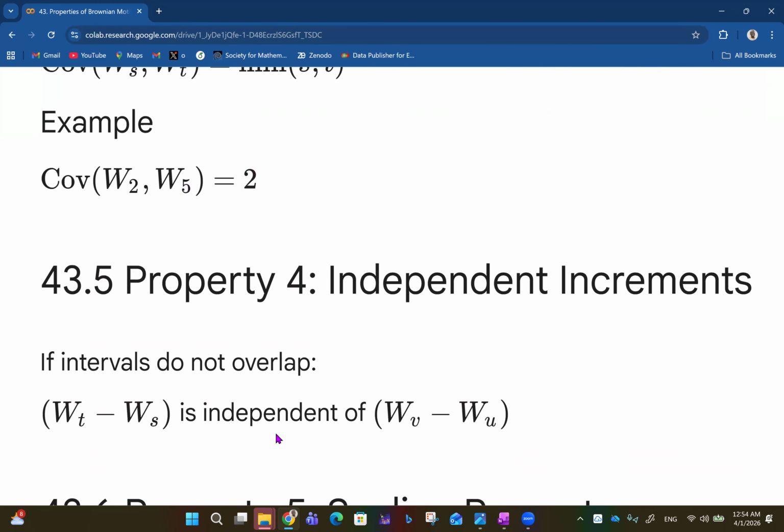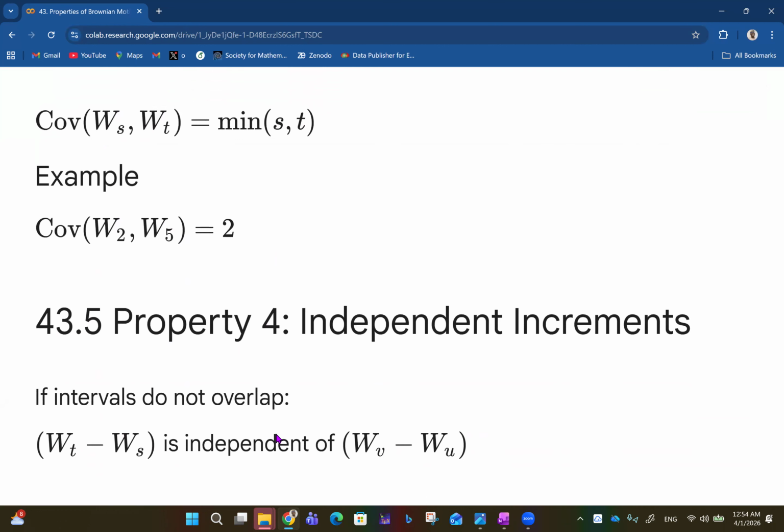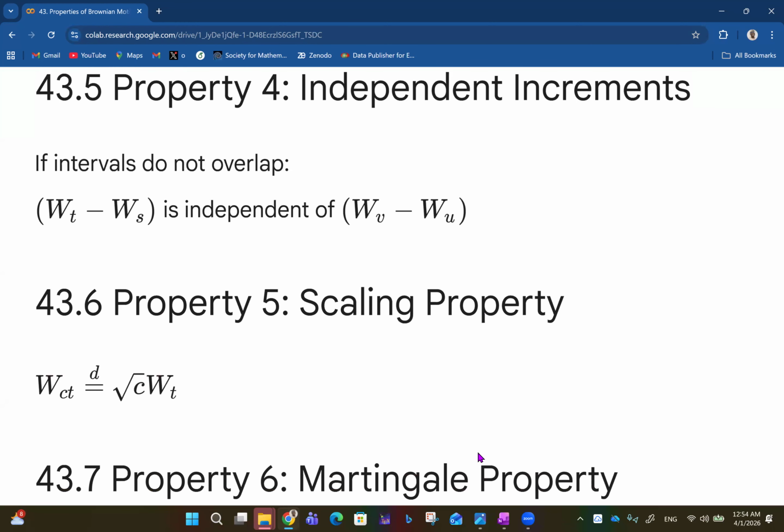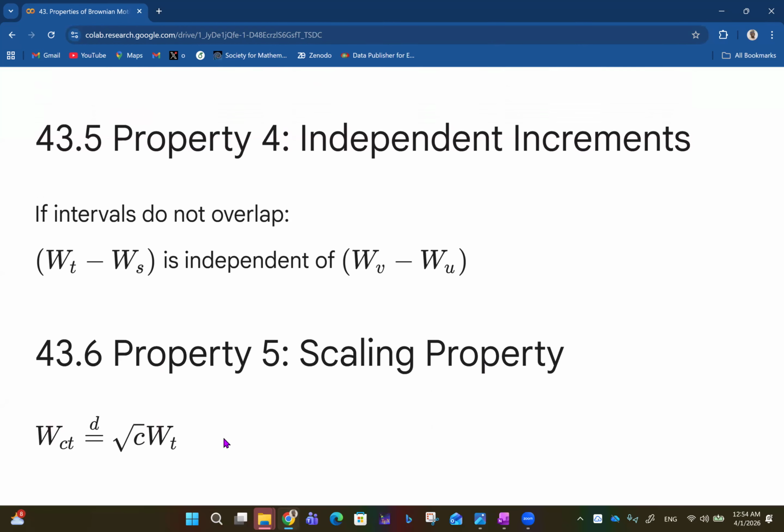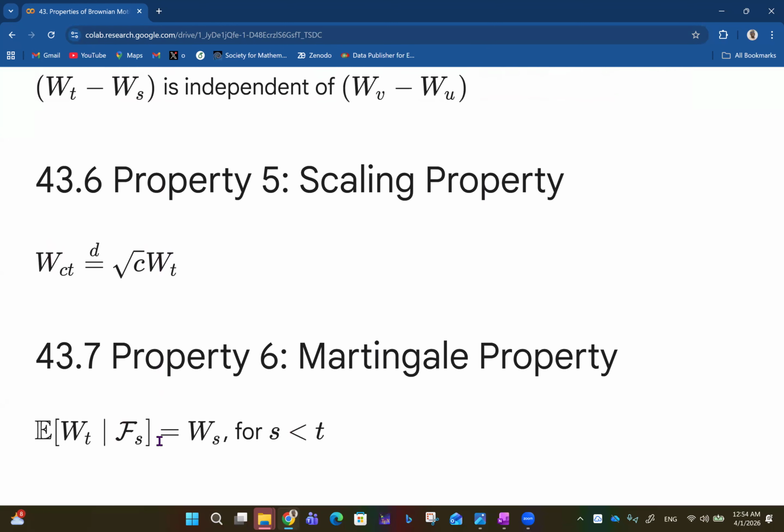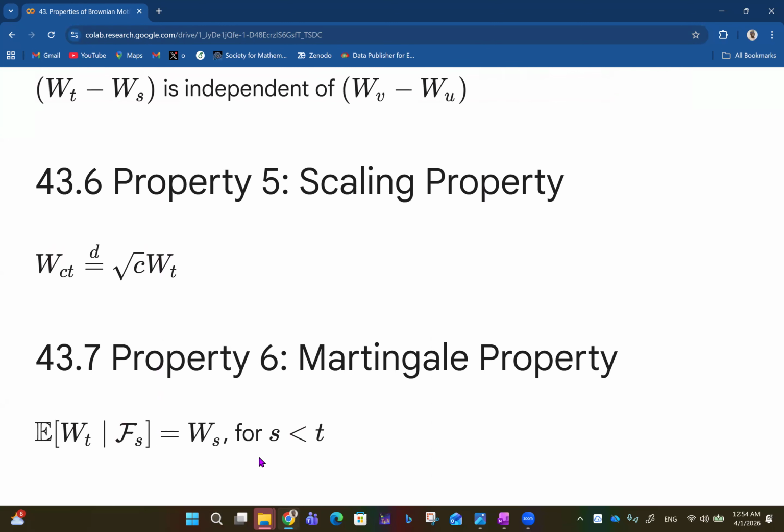And then for property 4, where we have independent increments, if intervals do not overlap, W(t) minus W(s) is independent of W(v) minus W(u) that might have been before t and s. And then we have the scaling property, that W(ct) is equal to the square root of c times W(t). So that's some scaling going on right there. And then we have property 6, talking about the martingale property. We're going to study martingales in the next video or a video after now. It talks about modeling fair games.